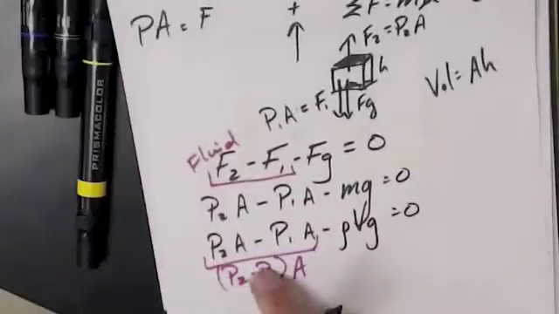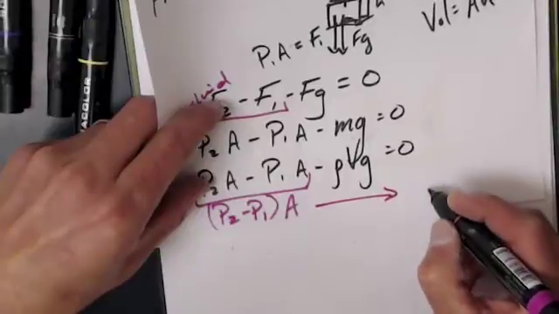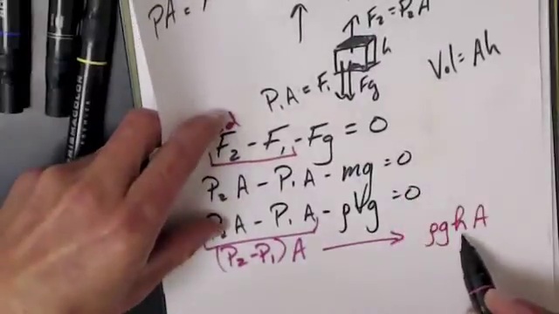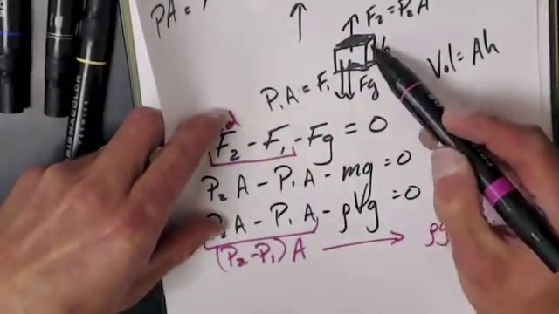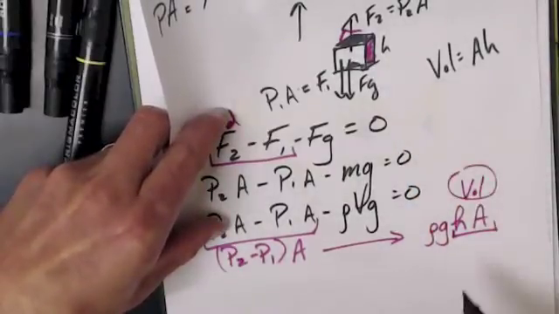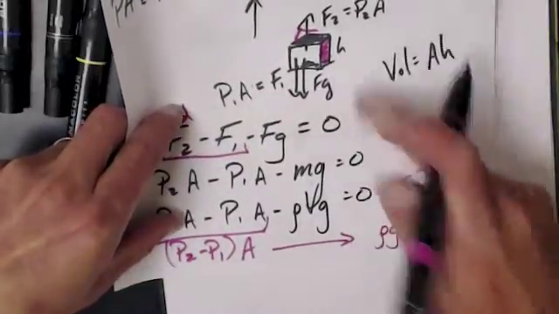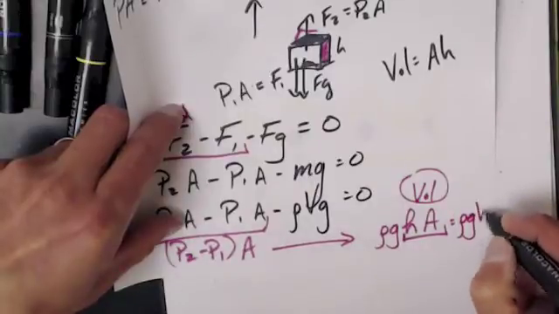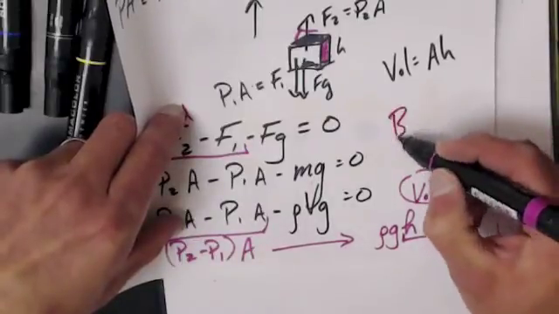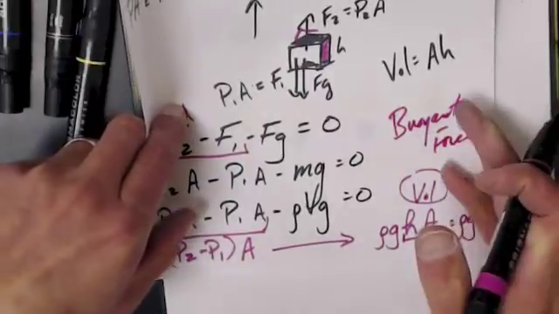Let's plug this into here, and what we end up with is rho GH times A. So, wait, H times A, this height times this area, is also my volume. So I have this formula where the density of the fluid that I'm in times gravity times the volume of my cube or my object or whatever. This is known as the buoyant force. This is kind of equivalent to the normal force of a fluid.